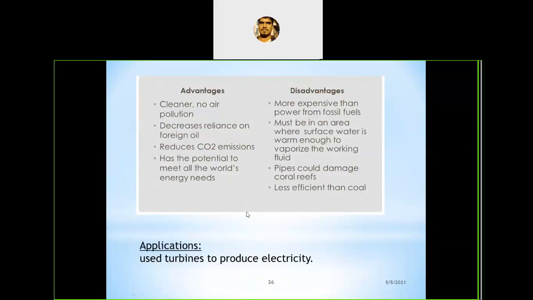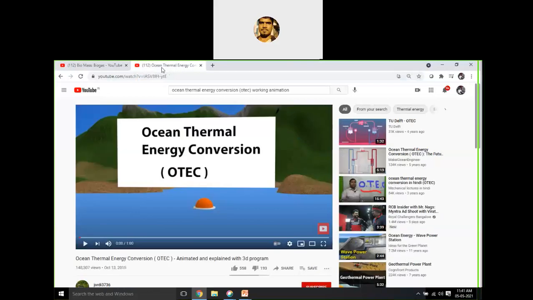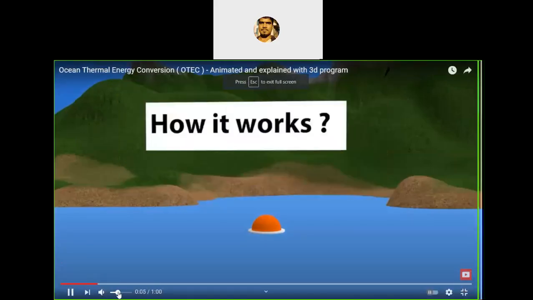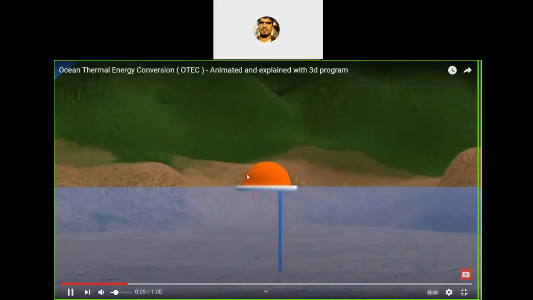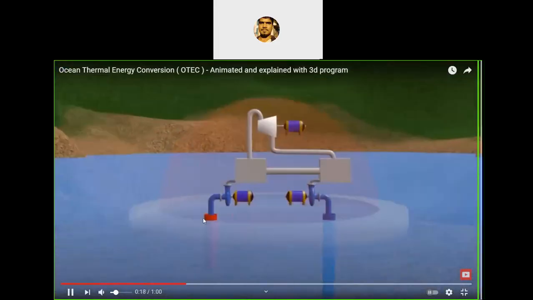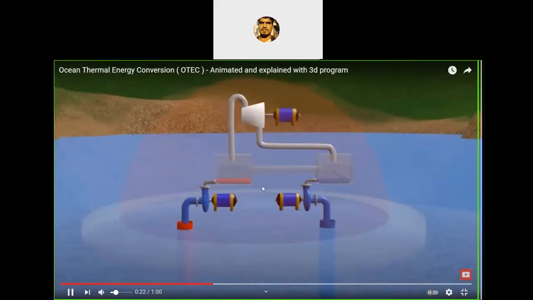I'll show you one video with respect to this, how this ocean thermal, this is ocean thermal energy conversion. And here there is an ocean, and this one is the top layer and the bottom layer. So blue color is the cold water, and this orange is the warm water. This is the evaporator, this is the condenser.